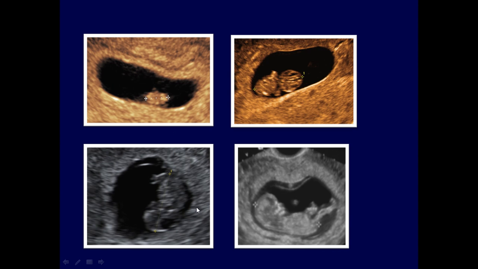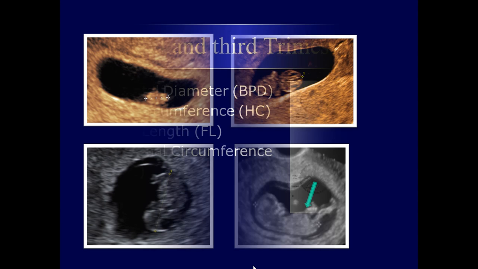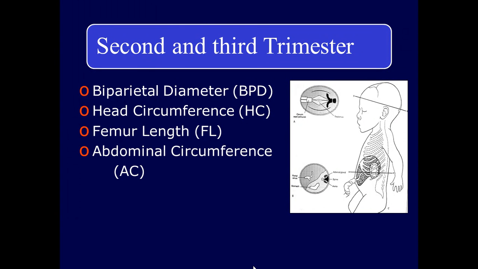By 10 weeks, crown rump length is 30 millimeters. The head is disproportionately large relative to the body. The limbs are well visualized and the gut is herniated into the base of the umbilical cord. In the second and third trimester, the fetus has grown sufficiently in size, so many structures can be identified and measured during this time.